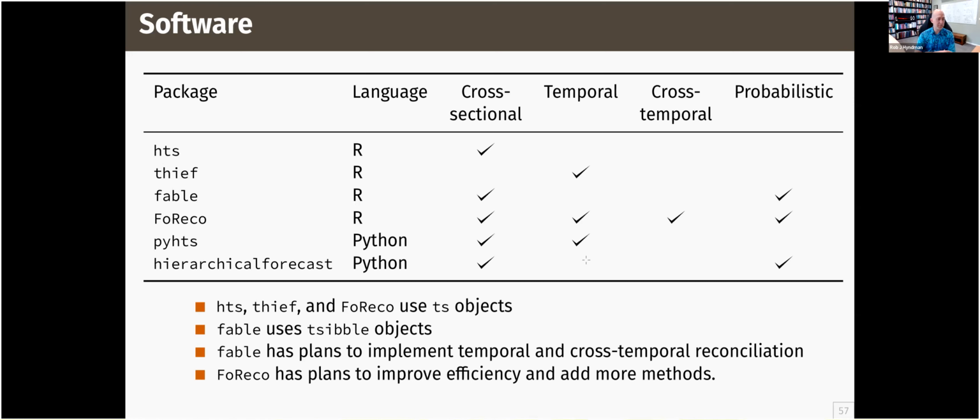So there you go. That's the main software that's currently available. These two are under active development, and I think Nixtla is still working on hierarchical forecast and is probably going to add more facilities to that. And I'm not sure about PyHTS, what Bohan's doing.